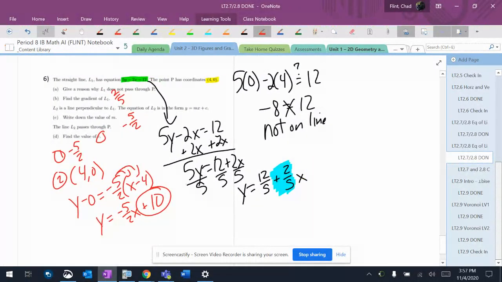And again, these all are a little bit different, but they're all really just asking the same thing. Can you find the gradient? Can you find the point that the line goes through? And then can you manipulate it and put it into a different form?